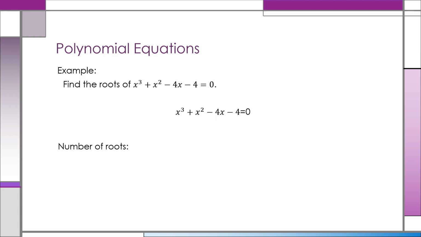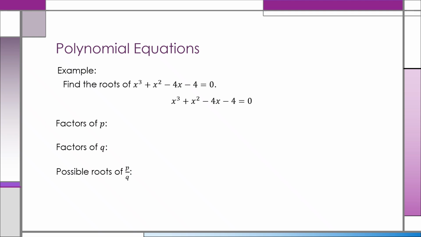Now, if the degree of the polynomial is 3, then how many roots do we need? If you said 3, then you are correct also. Why? Because 3 is the degree of the polynomial or the highest degree. Therefore, the number of roots is 3. Next step, you have to find out the factors of P, factors of Q, and the possible roots of P over Q.